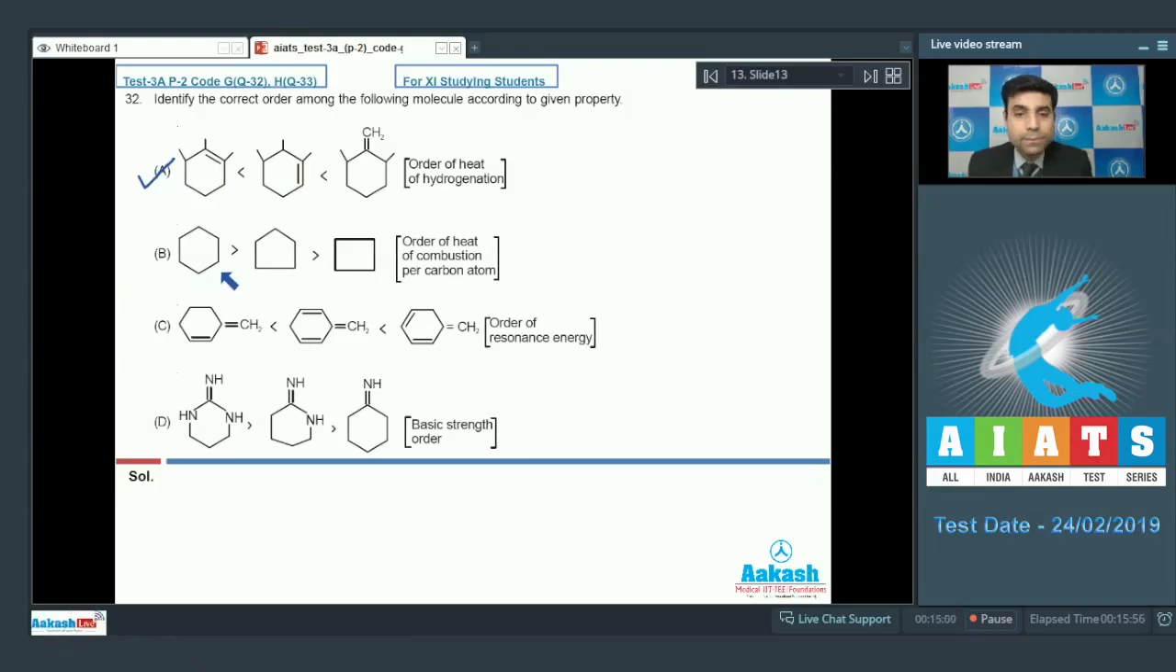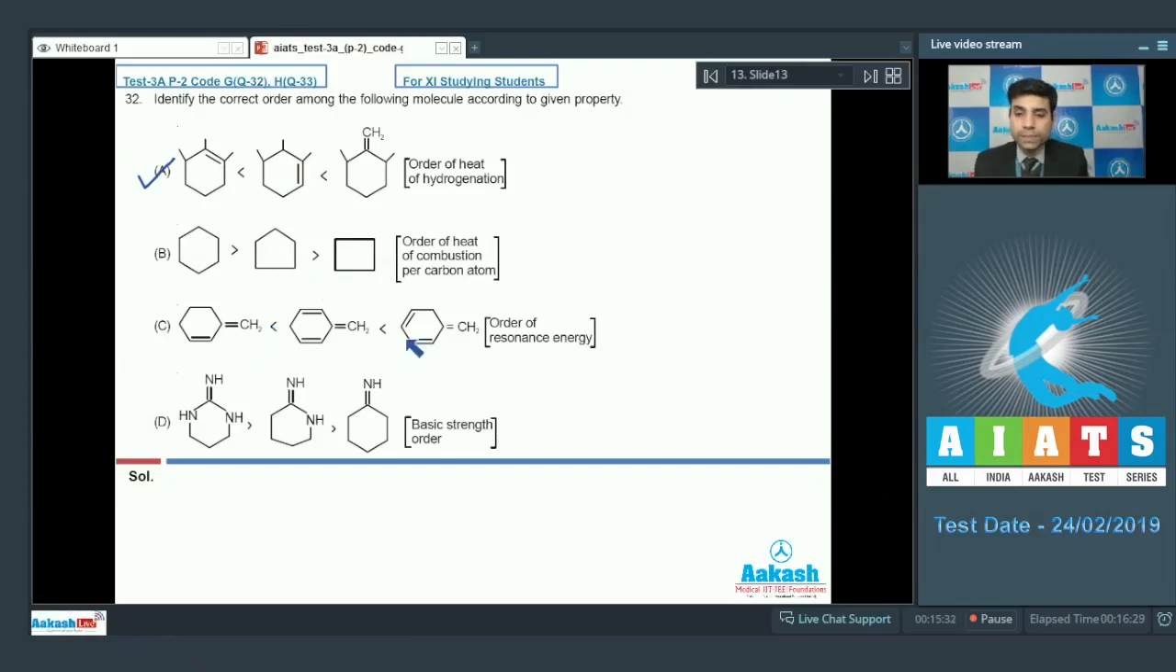If I talk about B statement, here it's written order of heat of combustion per carbon atom. If the compound is less stable, its heat of combustion per carbon atom will be more. So as we know, cyclohexane has highest stability among cyclohexane, cyclopentane and cyclobutane. So it should have least combustion per carbon atom. So this cannot be the correct order.